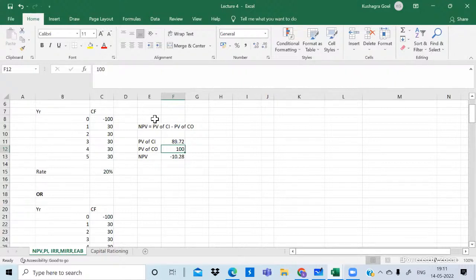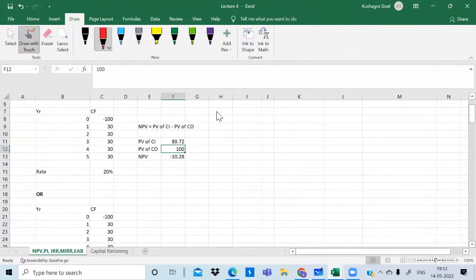So if I want to calculate my NPV, NPV is nothing but present value of cash inflows minus present value of cash outflow. So first, let's look at present value of cash outflow because that's easy. So what is my present value of cash outflow? I'm spending 100 today. So that's already in terms of present value. So that's 100. Now I want to calculate the present value of these 5 numbers.